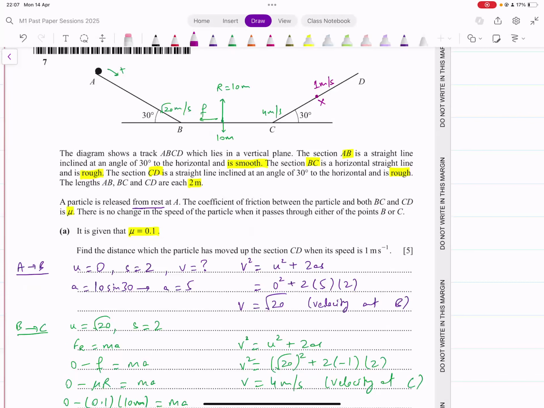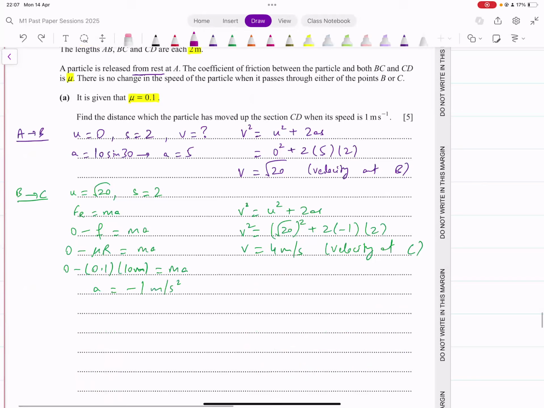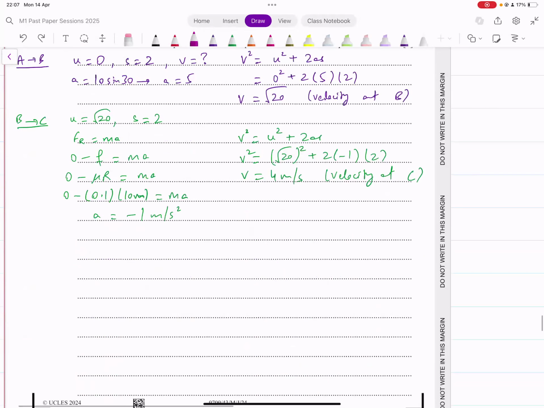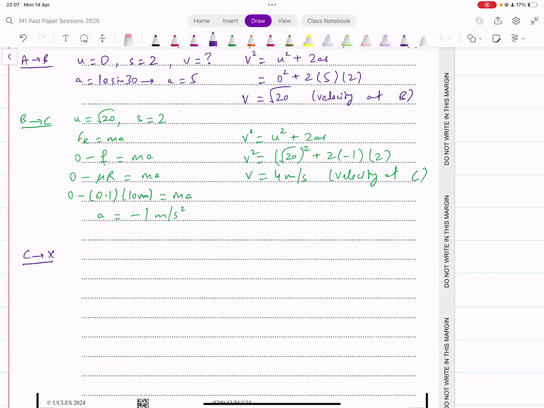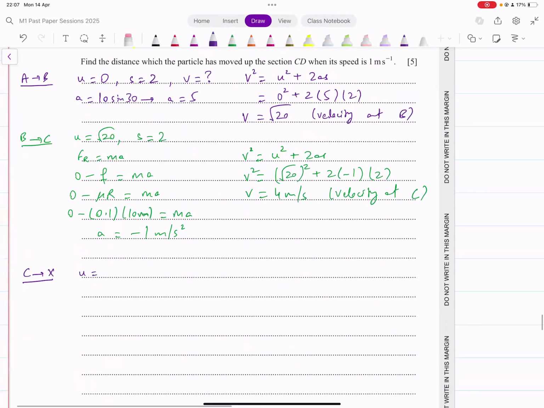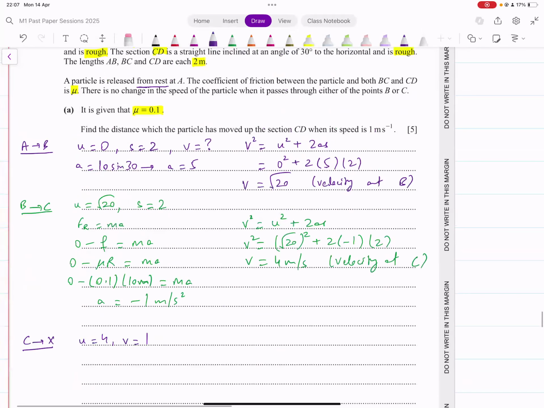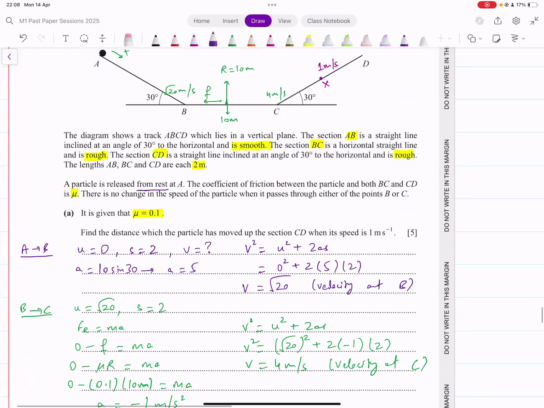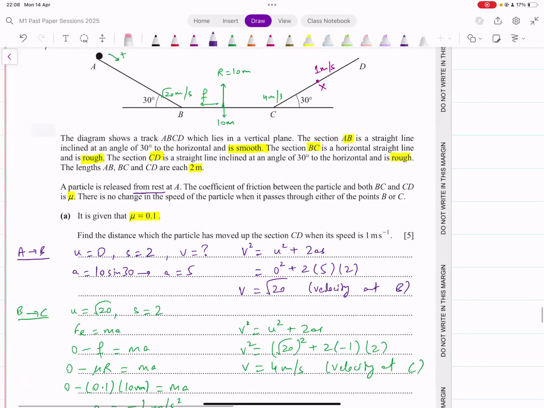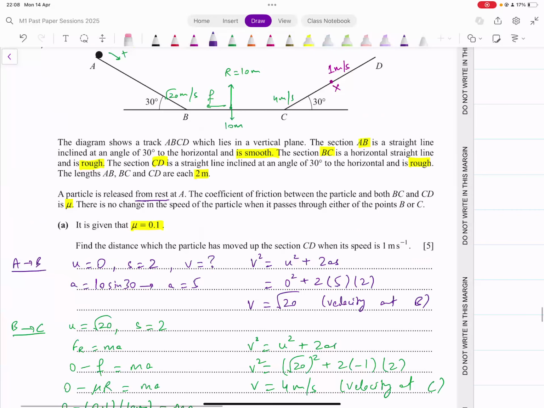What about this part of the journey now, from C to X? Let's consider that. From C to X now. We know the initial velocity, that is 4. We know the final velocity, and the distance traveled. We can use Newton's second law of motion in this part as well. There's no forward force, there's only friction, as well, because it's an inclined surface.